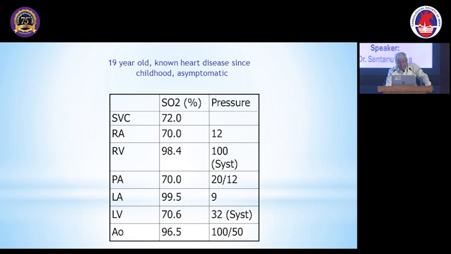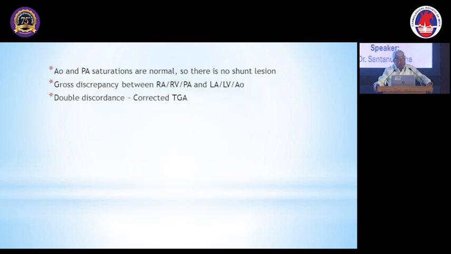Similarly, your left side, LA is 99, opening into RV, 98, and pressure is 100, giving rise to aorta, pressure is 100. So, it is a CCTGA. CCTGA at this age usually remains asymptomatic. They get symptoms usually in the 4th decade onwards with heart failure and all, provided there is no intracardiac anomaly. Thank you, sir.